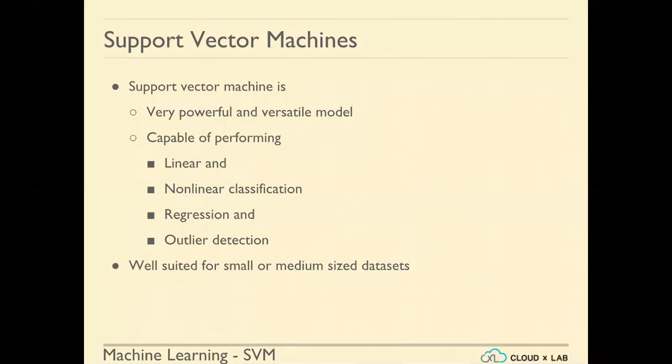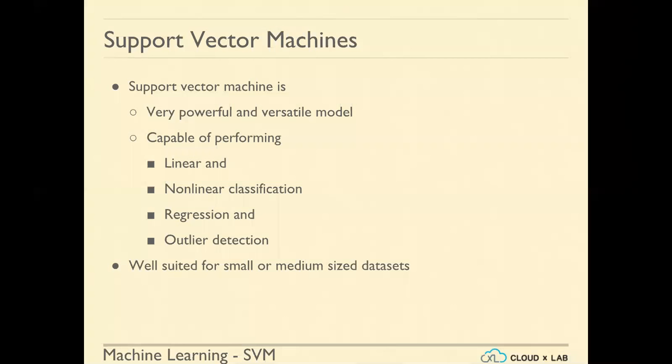Support vector machines is a very powerful and versatile model. It's capable of performing linear and non-linear classification, as well as regression, as well as outlier detection. It is actually a pretty good solution for classification, regression, and outlier detection. It's well suited for small and medium-sized data sets.